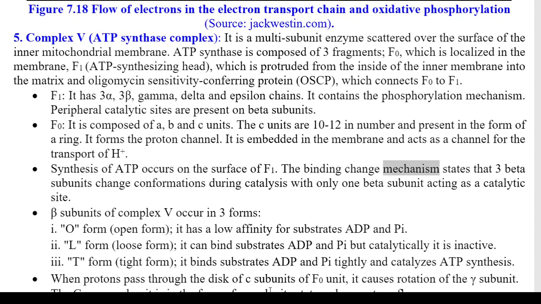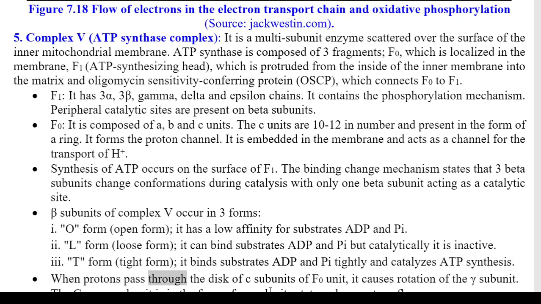The binding change mechanism states that 3 beta subunits change conformations during catalysis, with only 1 beta subunit acting as a catalytic site. Beta subunits of complex V occur in 3 forms. O form, open form: it has a low affinity for substrates ADP and Pi. L form, loose form: it can bind substrates ADP and Pi but is catalytically inactive. T form, tight form: it binds substrates ADP and Pi tightly and catalyzes ADP synthesis.